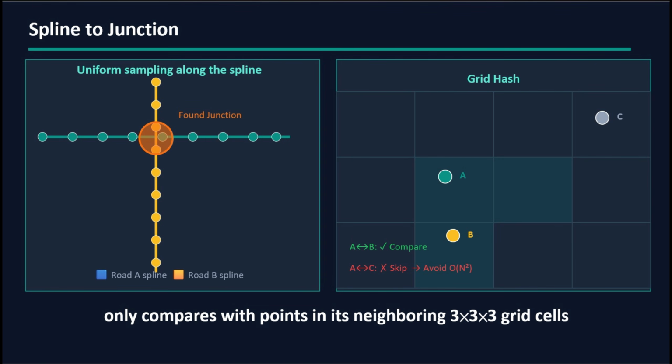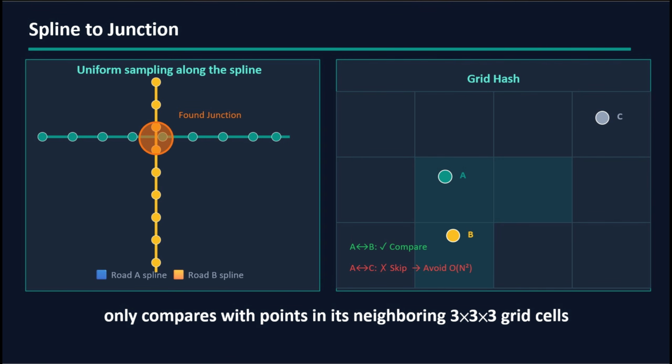Since we already merged different splines as our edge candidates, we can sample points along them at regular intervals, so instead of working with the whole curve, we just work with the list of sample points. When two roads cross, their sample points will be very close to each other, and that's how we detect a junction. Now, the right side of the slide shows the key idea.